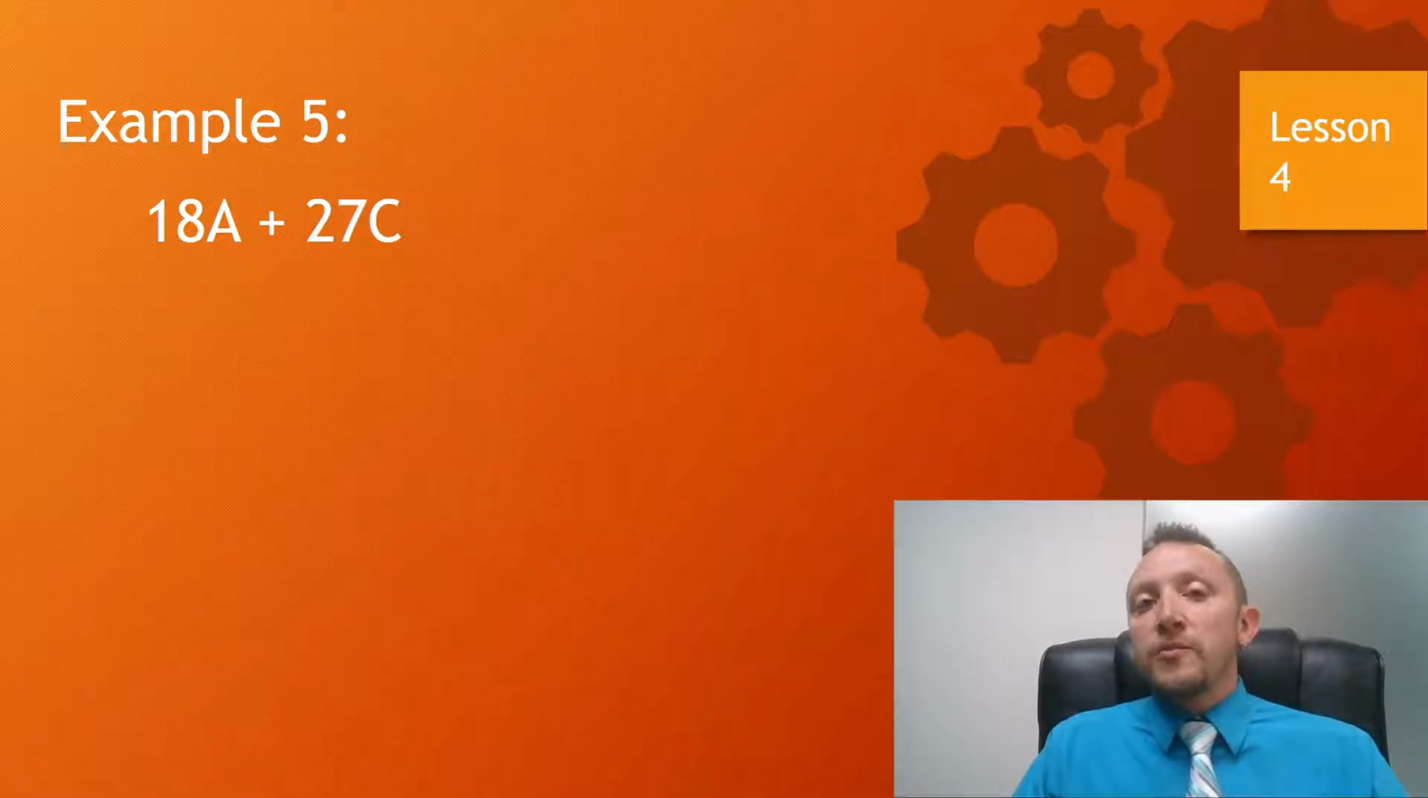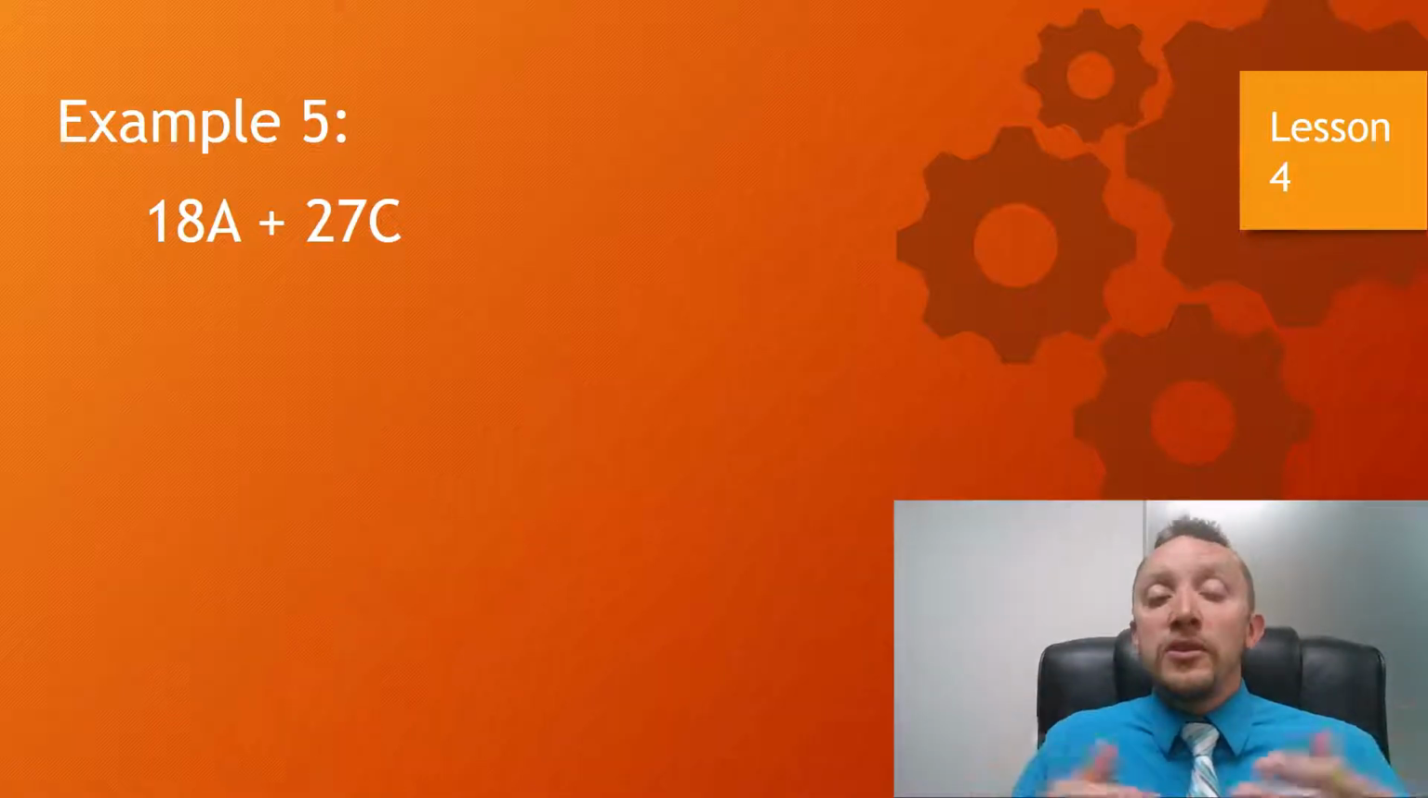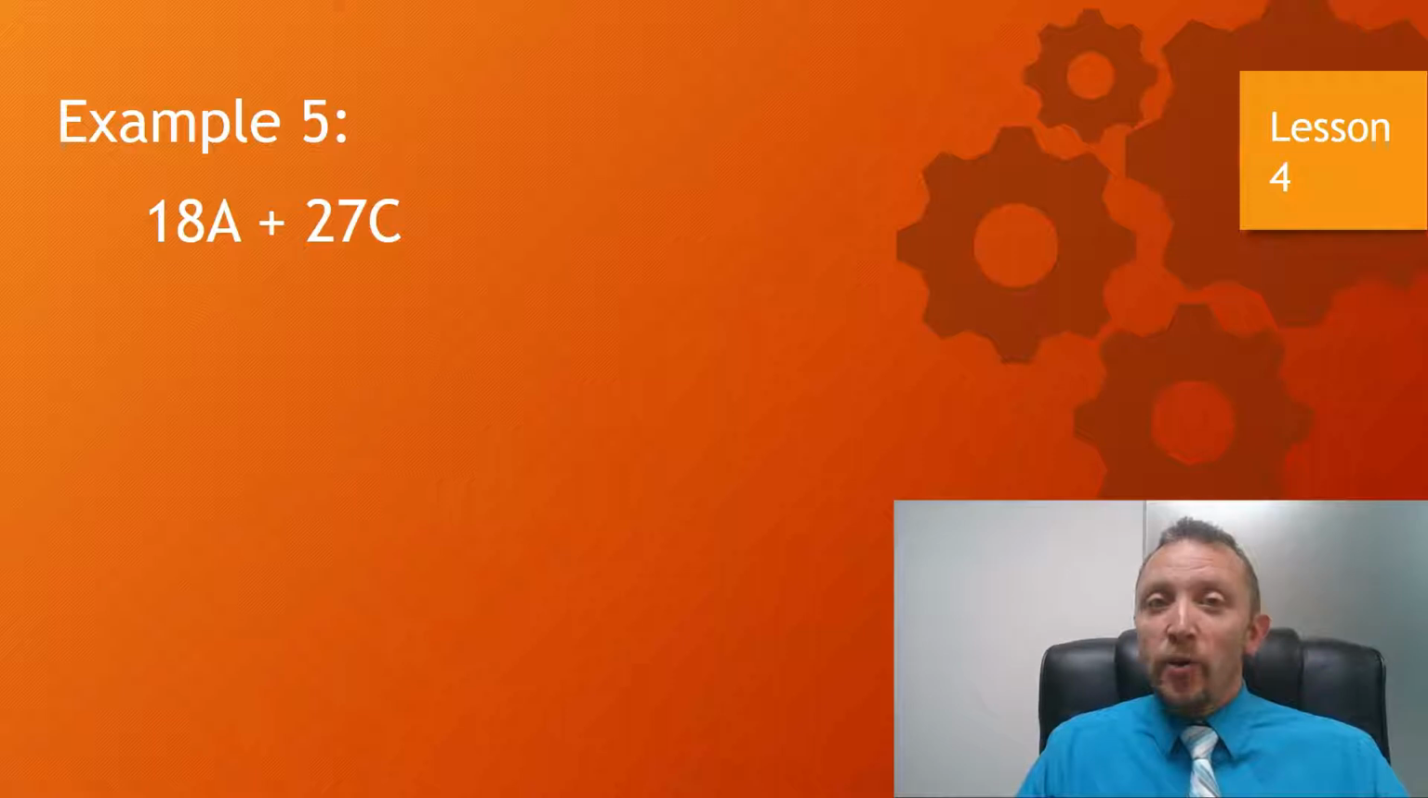I want you guys to try this one on your own. So I want you guys to try figuring out what's your greatest common factor between 18 and 27. And write that down, just like we did the previous ones. And then undo the distributive property by dividing. So I want you guys to take a second, pause the video, and hit play when you're ready to check to see if you did the problem correctly. How did you do? Let's find out.